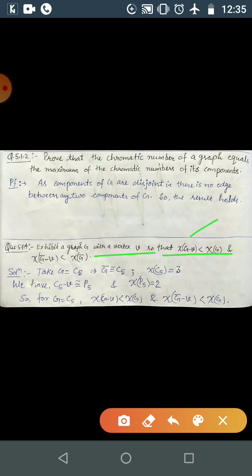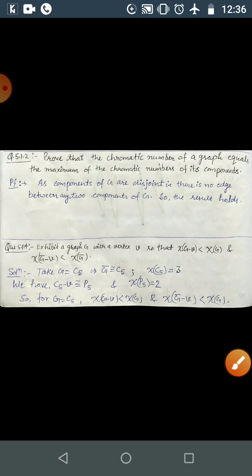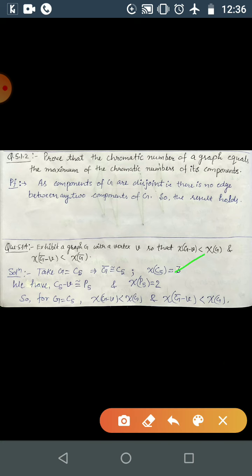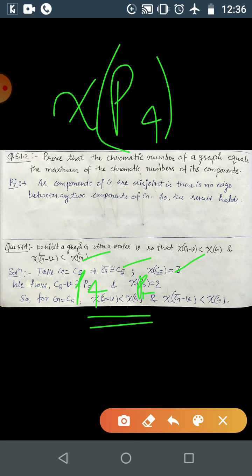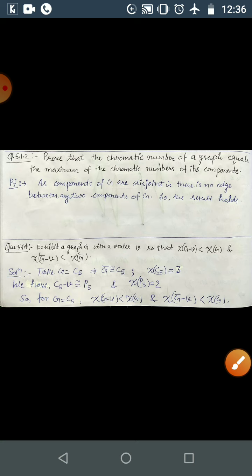So G and G complement we are getting as C5, for which the chromatic number is 3 because of the odd cycle. If you remove one vertex from both this complement and G, then you are getting P4, and here also P4, and for P4 the chromatic number is 2, so that is strictly less than 3. So we are done with the result. You have to give some example, you can also give some other example if you wish. So this is one of the examples.